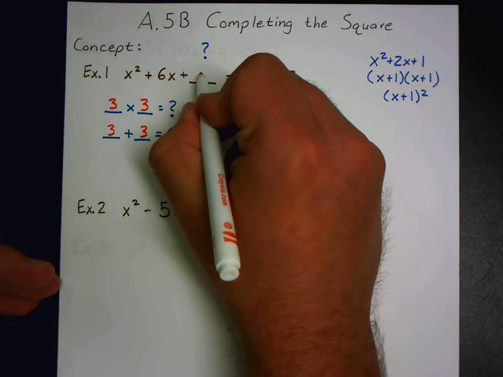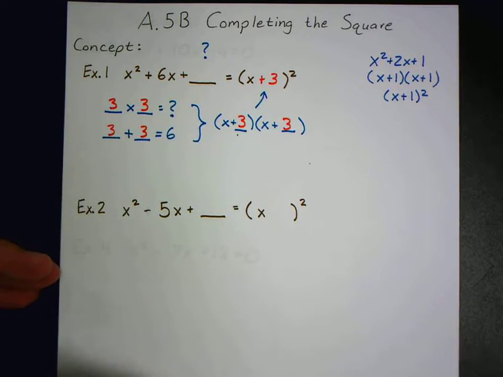So that means what number needs to go right there? 9. Okay, you see how all that worked? Once you figure that out, it all kind of works really fast.